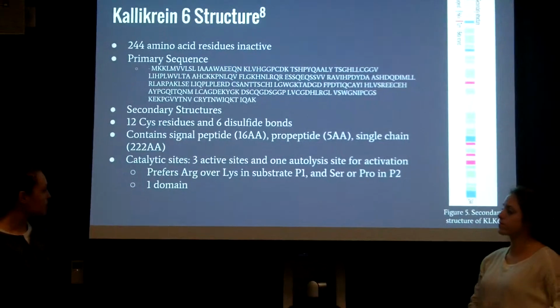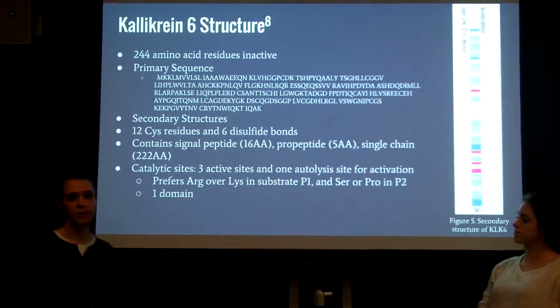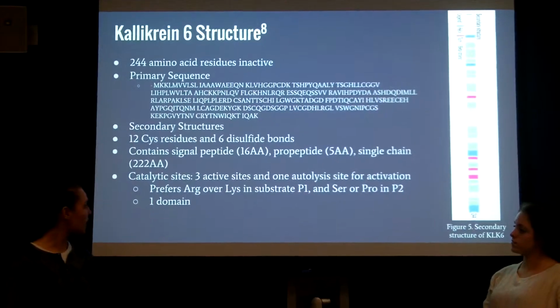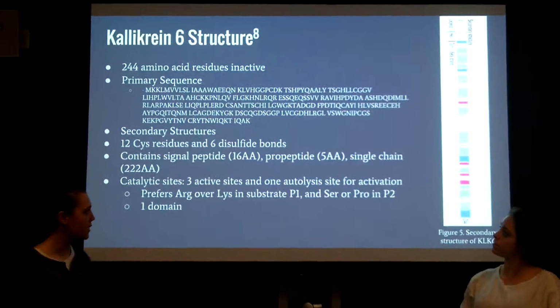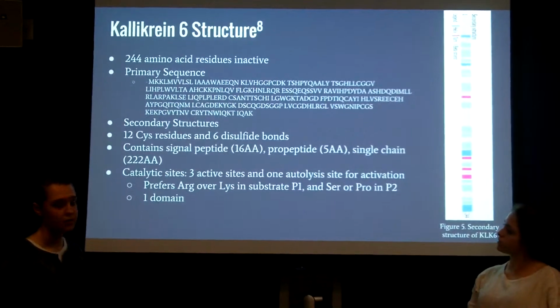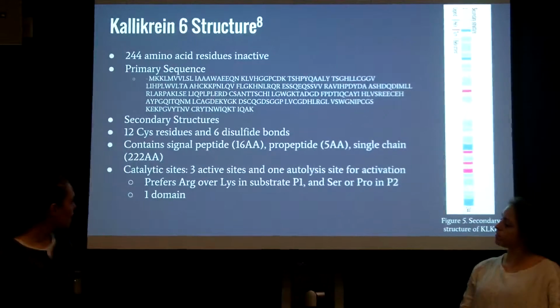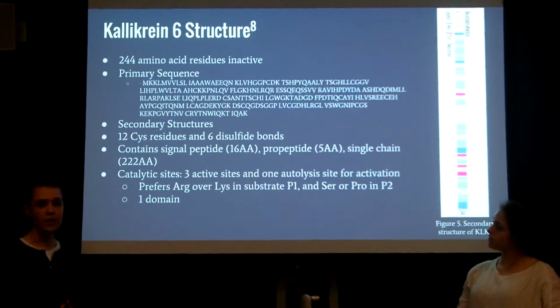The secondary structure consists of 12 cysteine amino acids and 6 disulfide bonds. It also lacks the kallikrein loop between beta strands 7 and 6. And it also is a single domain enzyme.